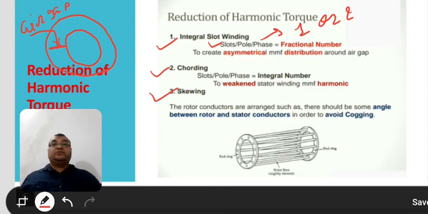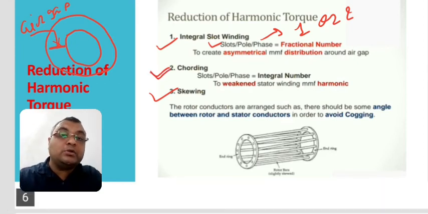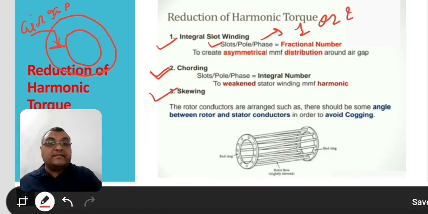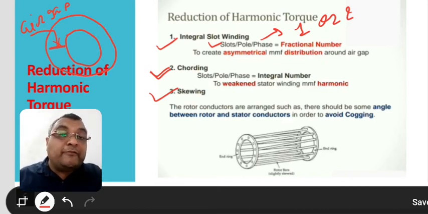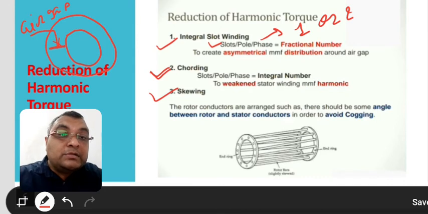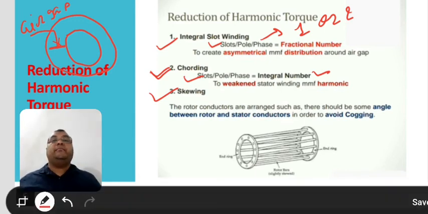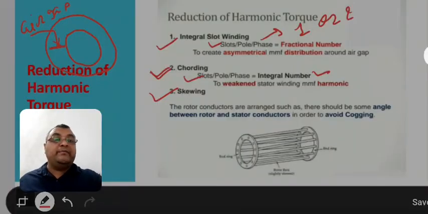Further, there is another method to reduce the harmonic torque produced in an induction motor, and that is called chording. Okay, this is called chording. We discussed the integral slot winding, and now we are discussing chording. Over here, for chording, the slots per pole per phase is equal to an integral number. That is what is suggested.